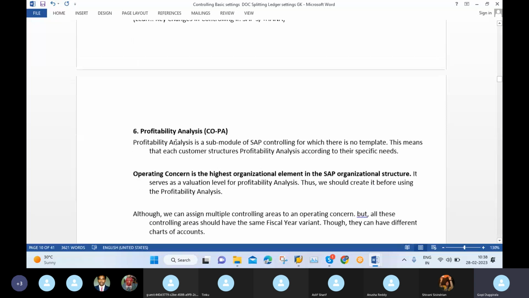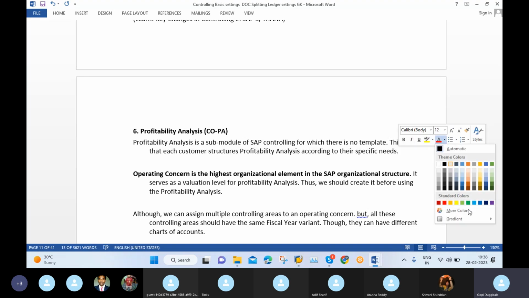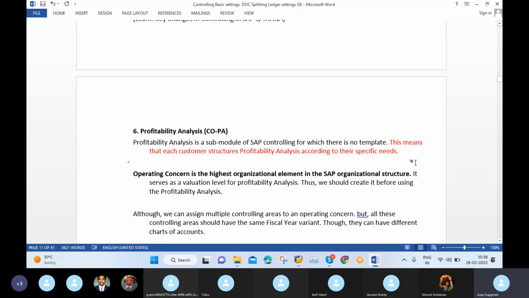Okay. Next, the last topic is profitability analysis. So this means that each customer structures profitability analysis according to their specific needs. So this is the profitability analysis. It means if you received any profit in this area for a particular product, you need to analyze that profit. How we received this much profit for this product, and what are the areas we improved, comparing last year to this year. Even profit we can analyze in real time.